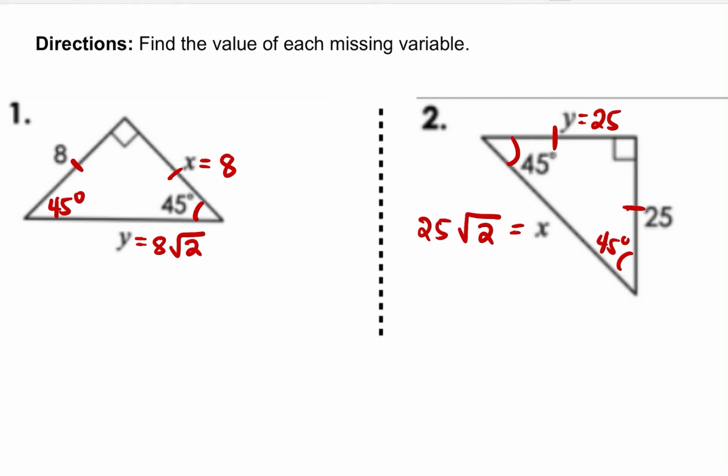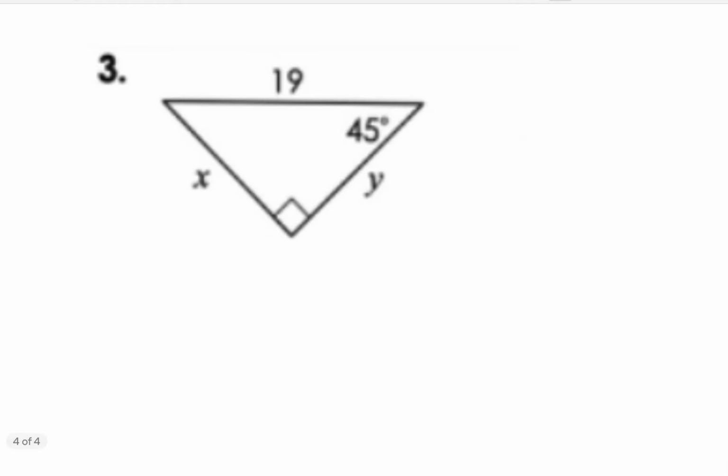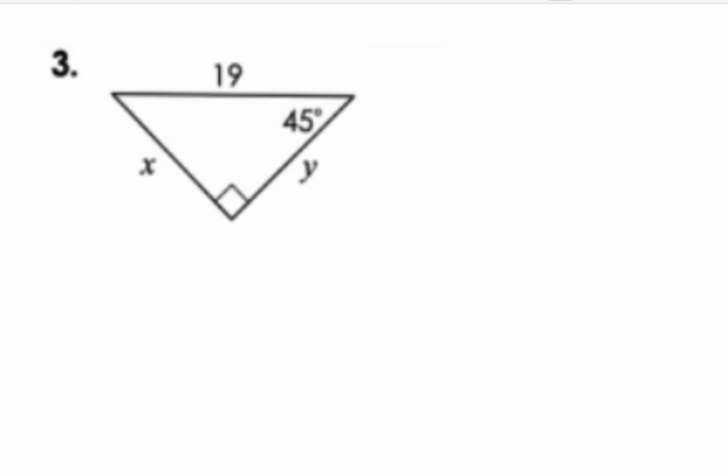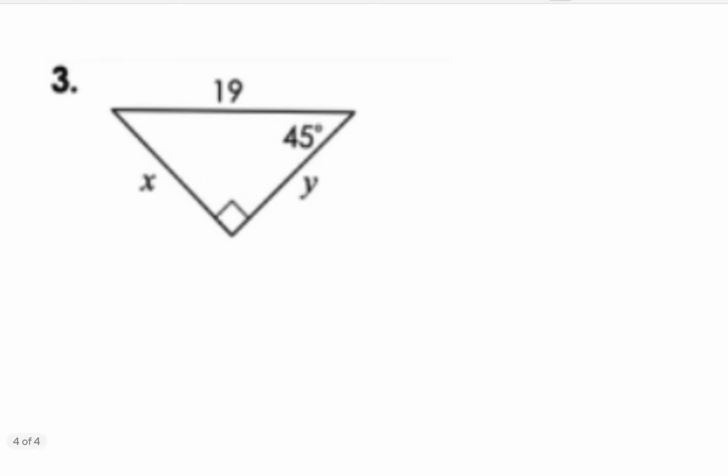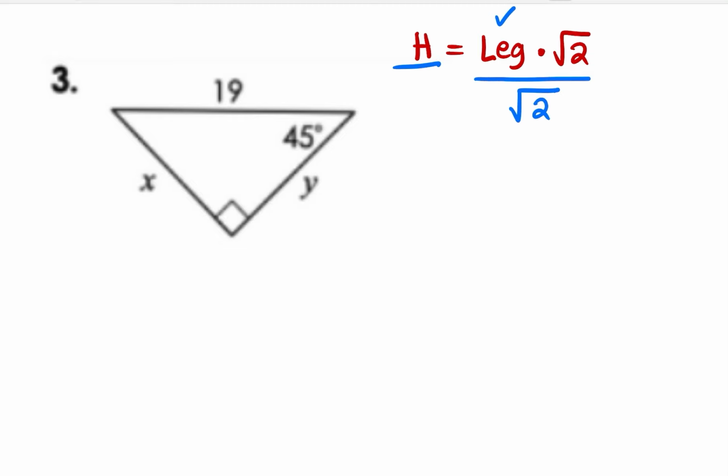Let's try a problem that looks like this. Now, one of the legs is missing. Remember the formula that we used earlier to find the hypotenuse. We take the leg and we multiply it by square root of 2. This time, we are trying to find the leg. How do we find the leg? We are going to use that exact formula. We're trying to find the leg, right? We're going to divide this by square root of 2, and we're going to cancel this. And that will make us find the leg.